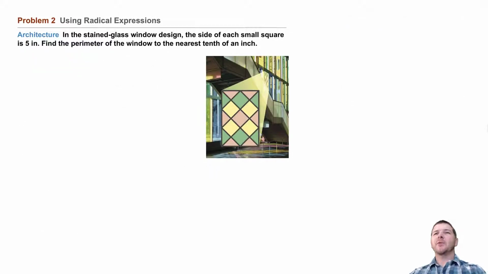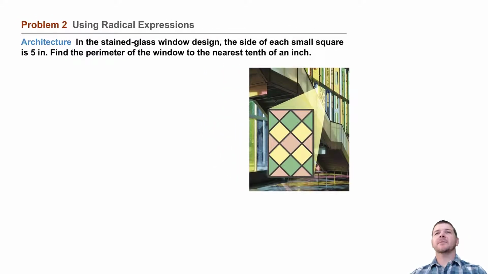Problem 2. Using radical expressions. Architecture. In the stained glass window design, the side of each small square is 5 inches. Find the perimeter of the window to the nearest tenth of an inch.